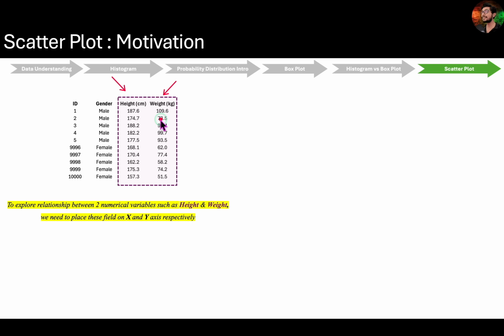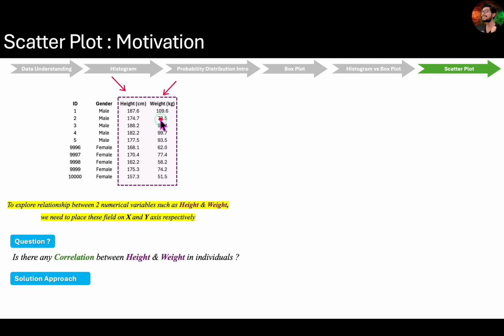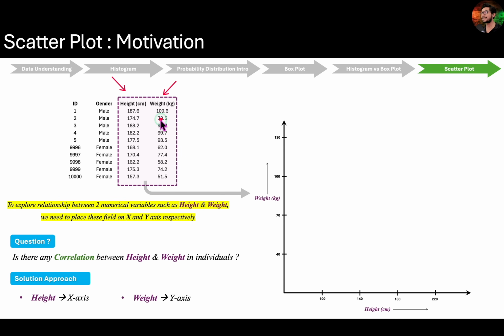And the statistical question we are aiming to answer: is there a quantifiable correlation between the individual's height and weight? To put it simply, this correlation helps us determine whether an increase in a person's height has any effect on their weight. So to begin creating this visualization, we can start by placing the height field on the x-axis and the weight field on the y-axis.